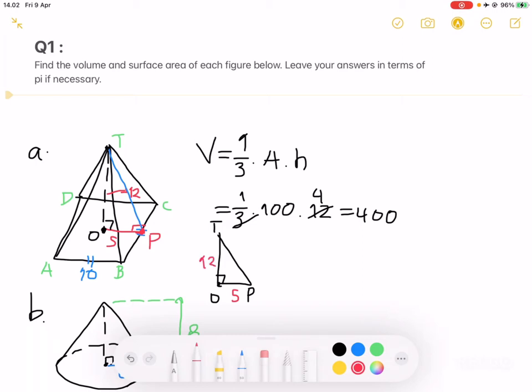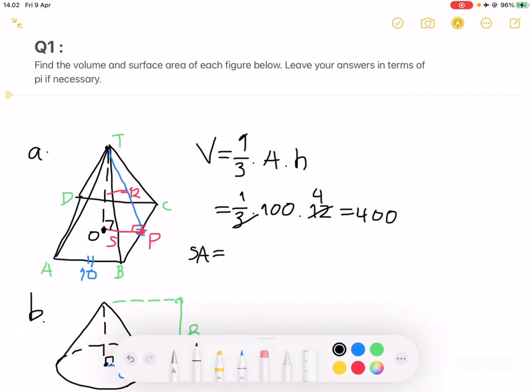To solve for TP, we can just use the Pythagorean theorem, and after you do all of that calculation, you get that the length of TP will be 13. So that means the height of each triangle will be 13. Now that we get our height of our triangle, we're ready to calculate our surface area.